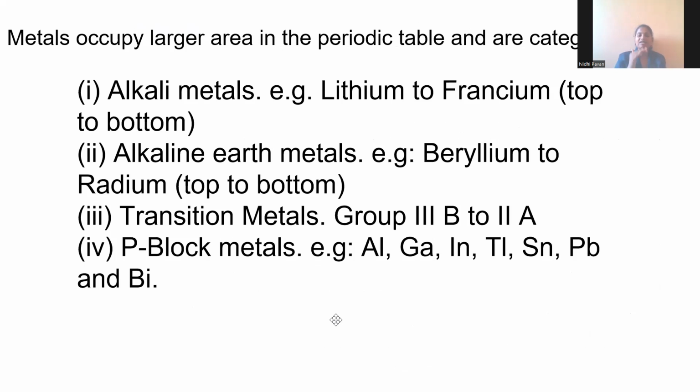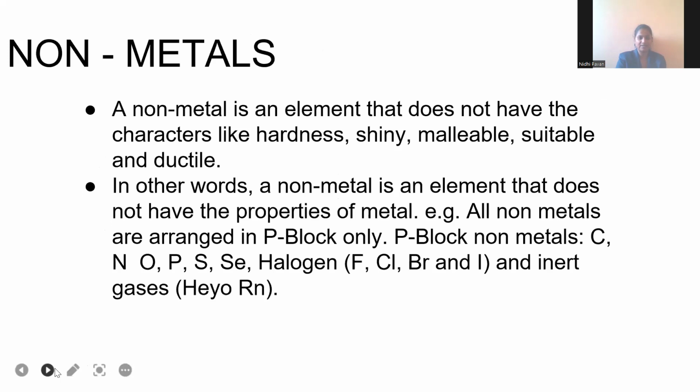Again, they are divided into alkali metals, alkaline earth metals, transition metals, and p block metals. Alkali metals are from lithium to francium. Alkaline earth metals are beryllium to radium. Transition metals are group 3b to 2a. P block metals include aluminium, tin, and lead. So these all come under p block metals.